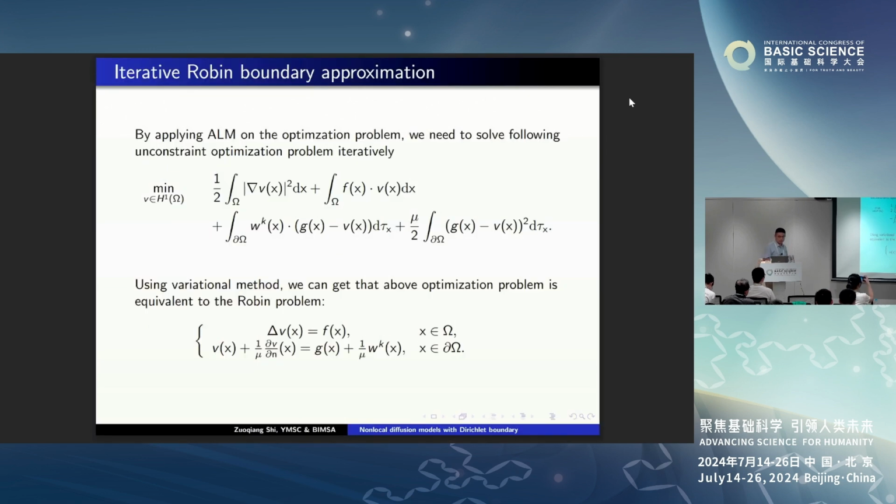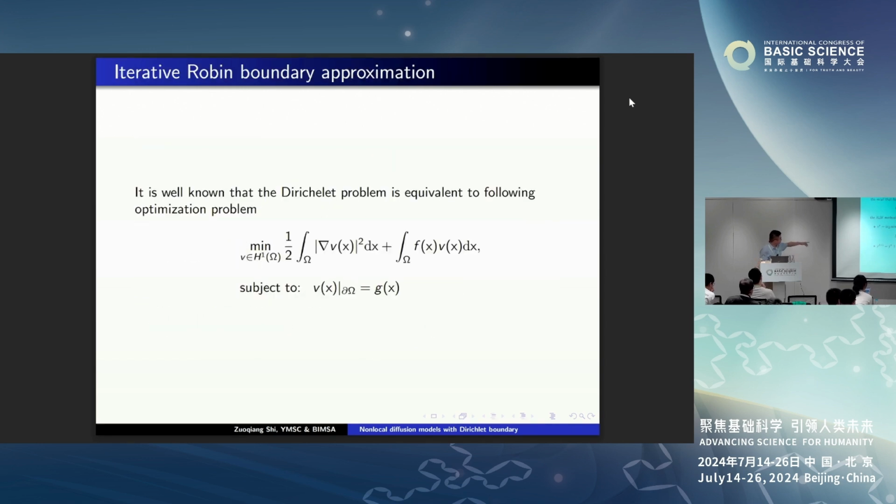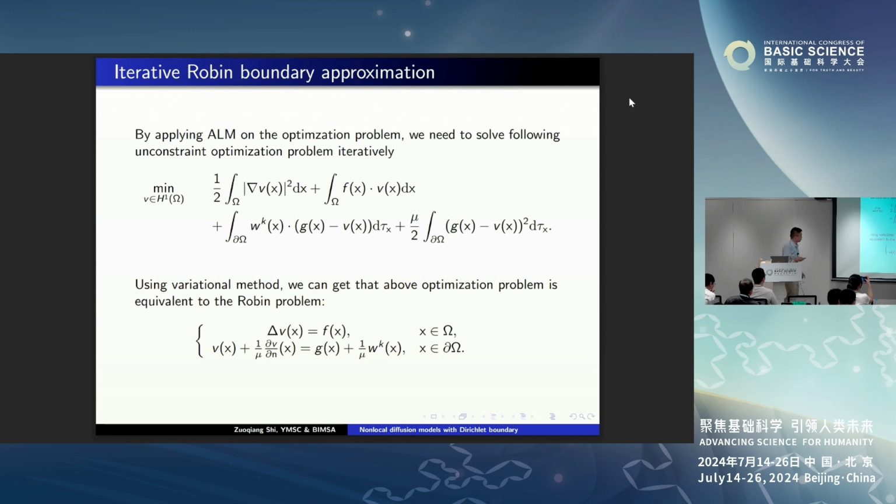And if we use that augmented Lagrange method on our problem, we get that in each step we need to solve this unconstrained optimization problem. Here, mu is a fixed parameter. It can be 1, actually. It's a fixed parameter.